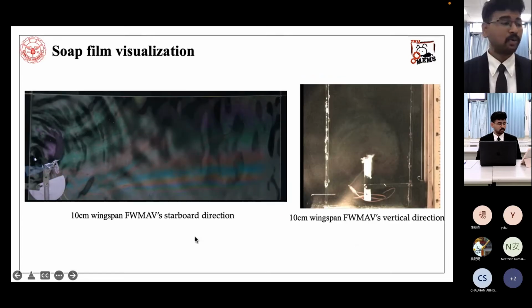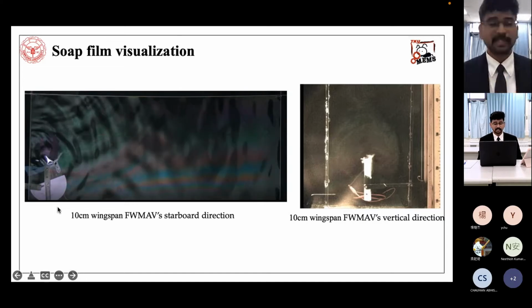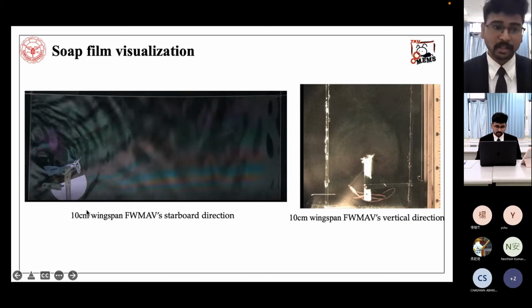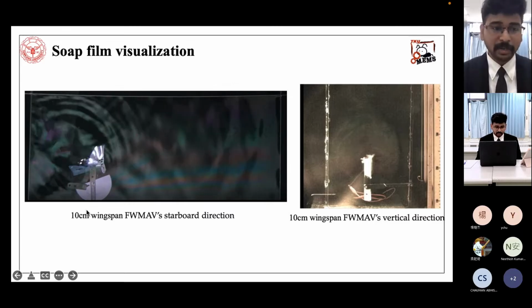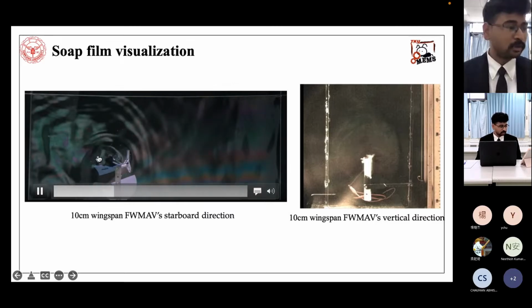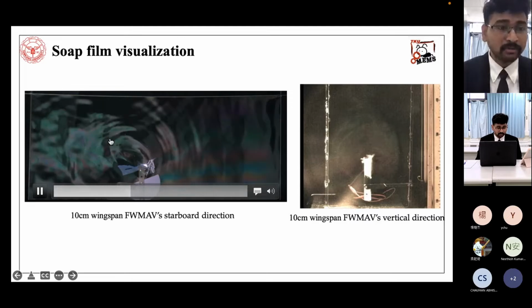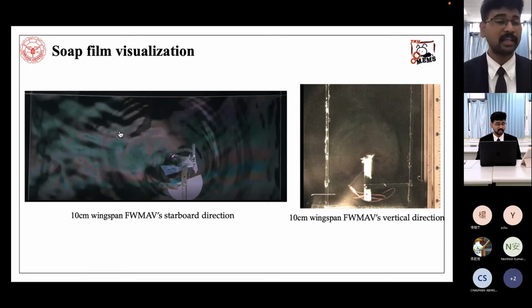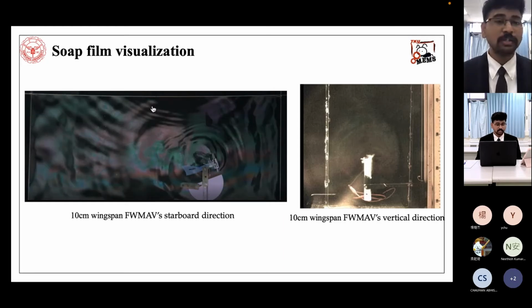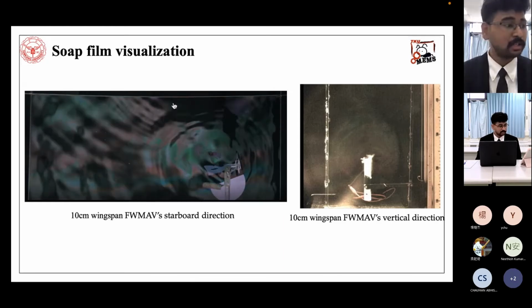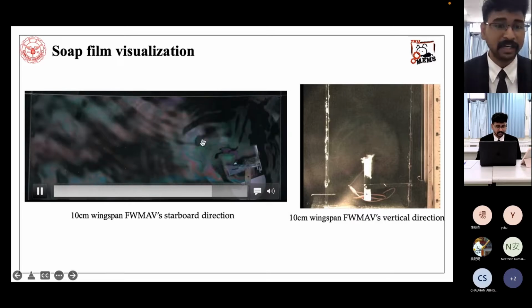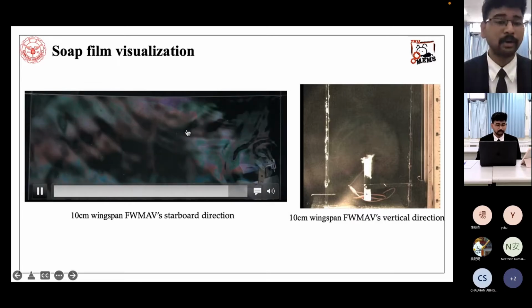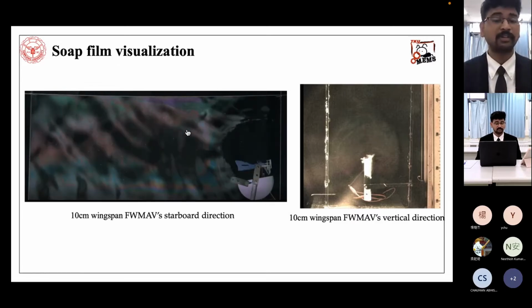And now moving on to the starboard direction, where the FW like MAV is moving in the starboard direction. Here also we have used the same 10 centimeter wingspan, and you can see more vortices generated here. We can later post process this with image processing in Matlab. And the most important point here is the ripples you can see in the video. These ripples are the most important point we need to keep in mind, which will be useful in the next slides.